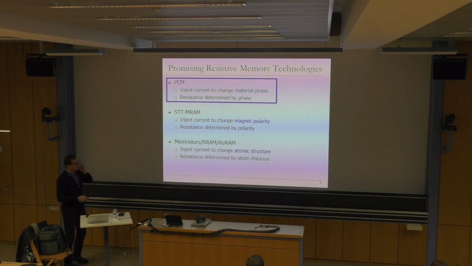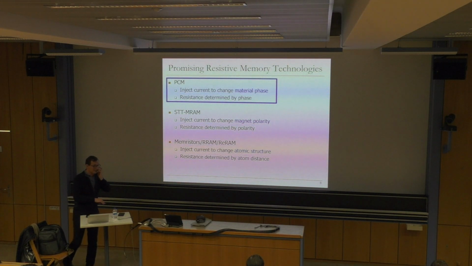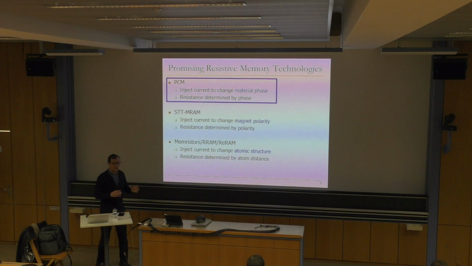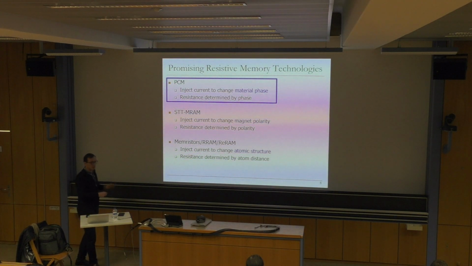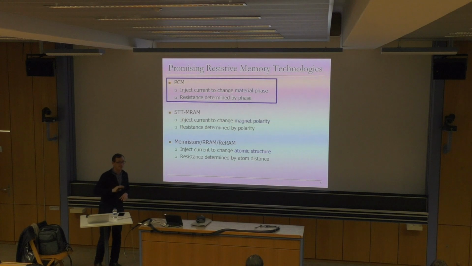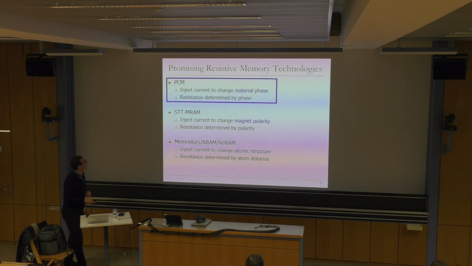So we're going to focus more on phase change memory, because at the time, and also at this point in time, I think it's the closest to replacing DRAM. Although I think STT-MRAM and memristors can potentially disrupt if people can find ways of manufacturing them relatively easily.